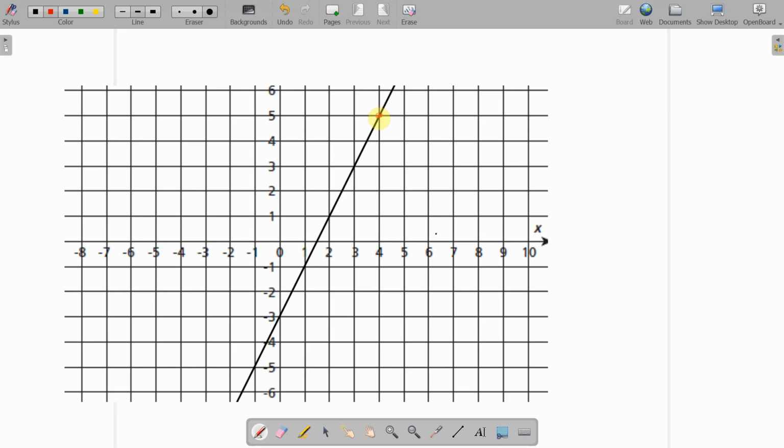I'm going to pick a couple of points, one up here, and one, that one will do. Those 2 points, just to show you how we can work out what the gradient is. This point is 4, 5. And this one is 2, 1.